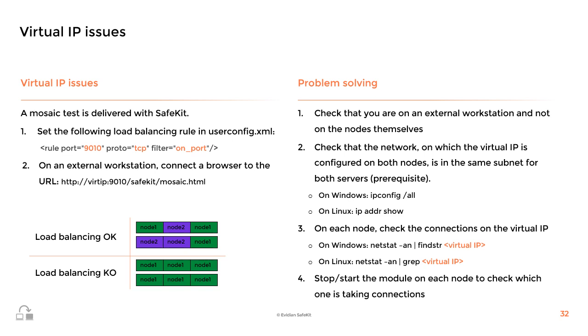Thirdly, on each node, check if the node is managing connections on the virtual IP. To do this, use the netstat command with a filter on the virtual IP and check if there are any established connections or connections in the time-wait state. This will help you determine if the node is actively handling network traffic on the virtual IP. Fourthly, stop and start the module on each node to determine which one is taking connections and which one is not.